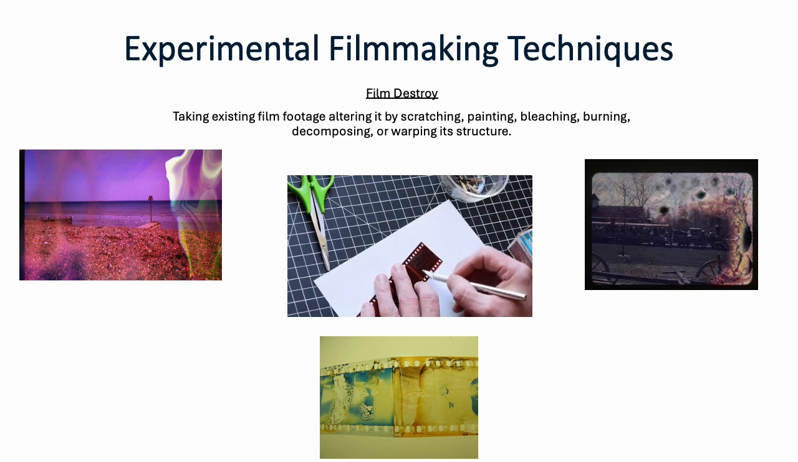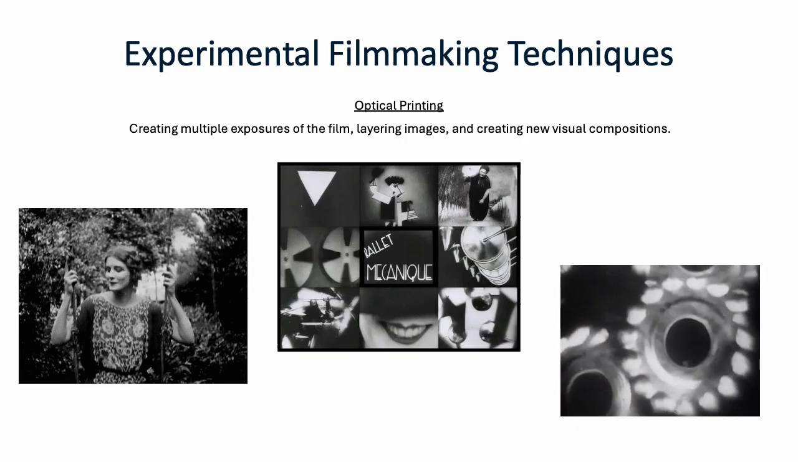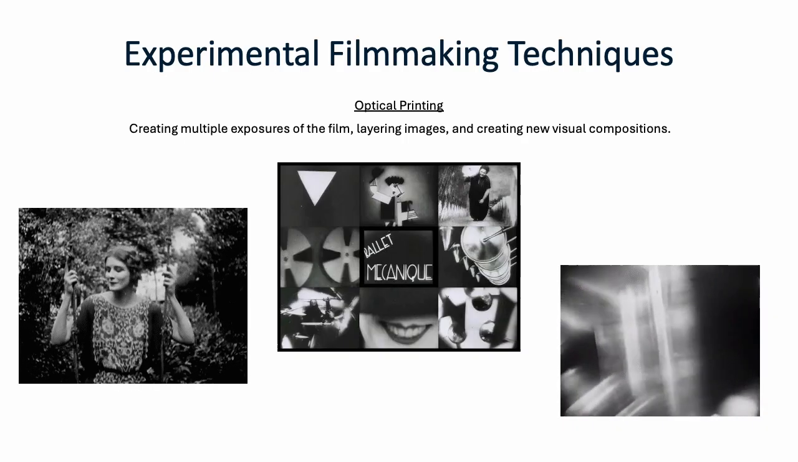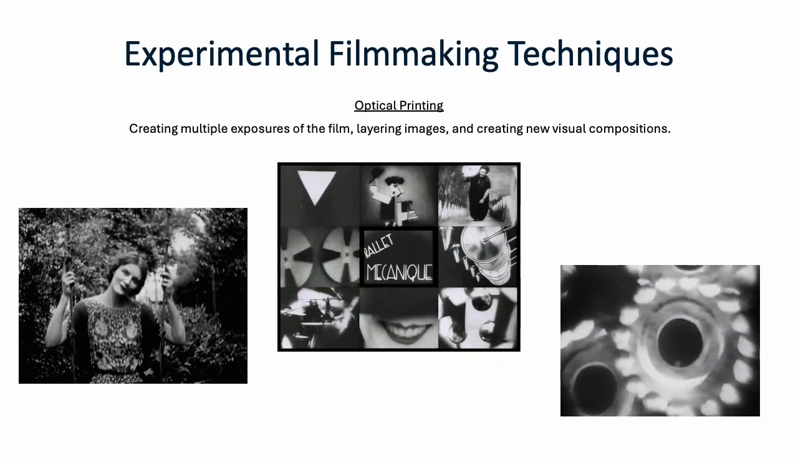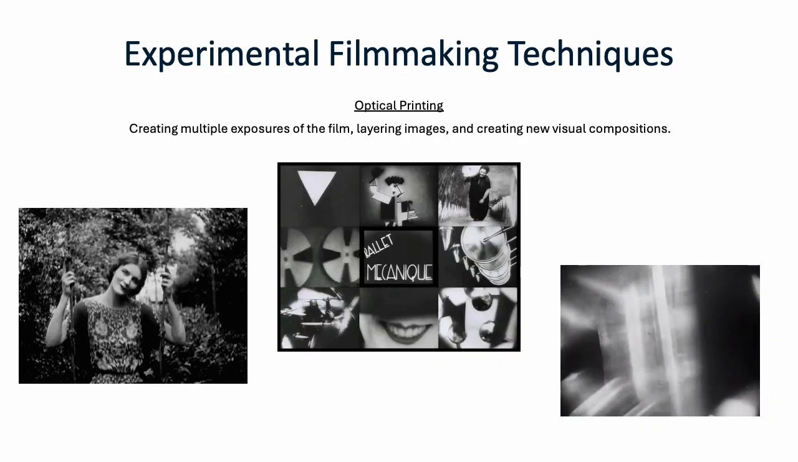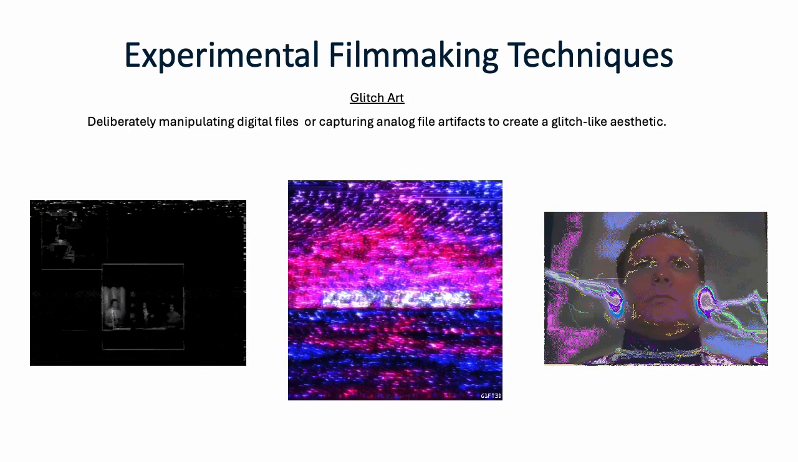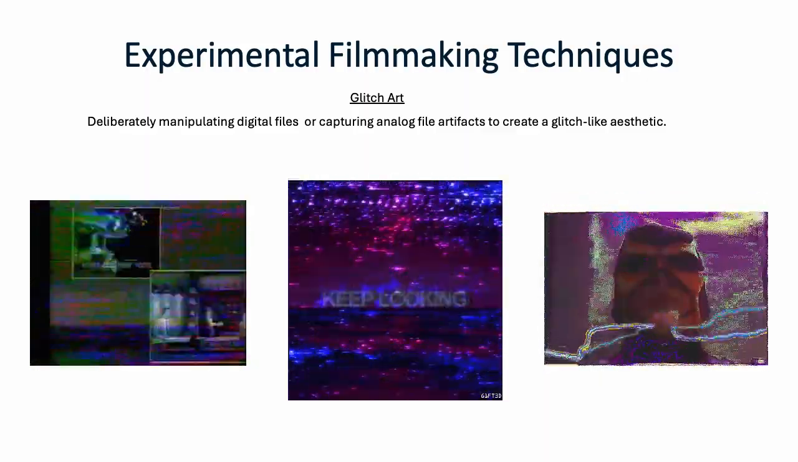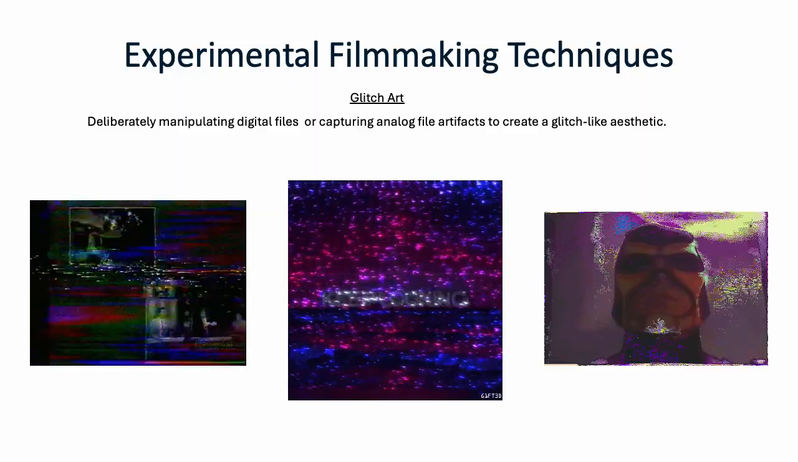A technique known as optical printing involves creating multiple exposures of the film, layering images, and creating new visual compositions, as you can see in this example from the film Ballet Mécanique. Pinhole photography involves using a pinhole camera to create unique and sometimes abstract images, as you can see in these images here. Glitch art involves deliberately manipulating digital files or capturing analog file artifacts to create a glitch-like aesthetic.